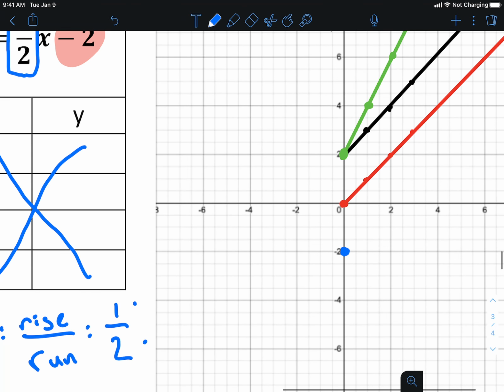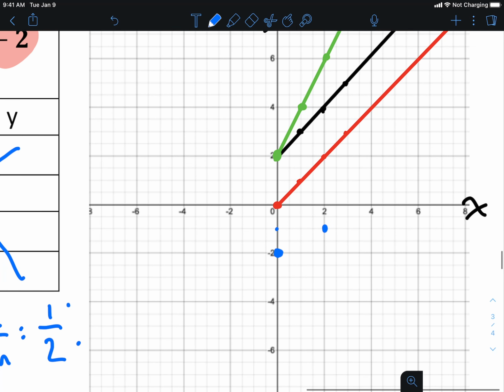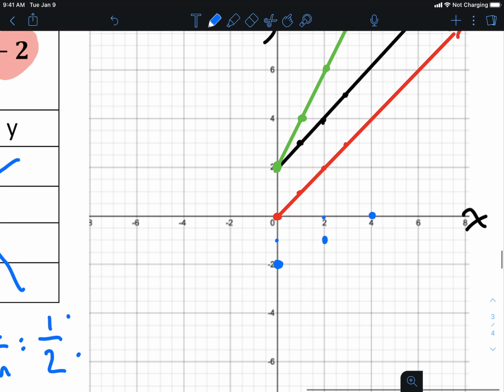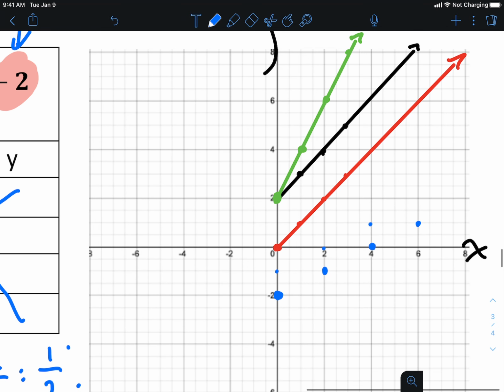Okay, let's do that. Up 1 takes me to here. Right 2 takes me to here. Up 1 takes me to 0. Right 2 takes me to 4. Up 1 takes me to here. Right 2 takes me to here. Up 1, right 2. Look how much faster that is. Plot the lines, or connect the dots.